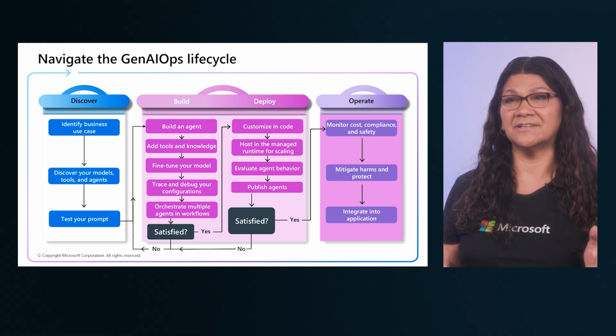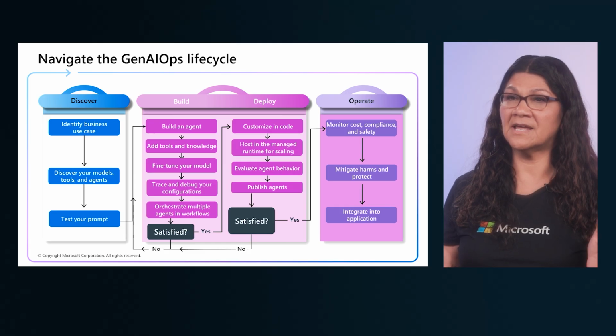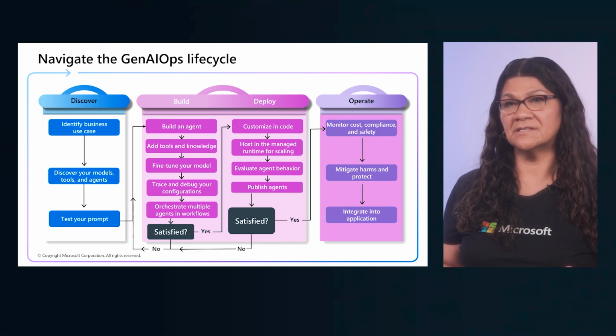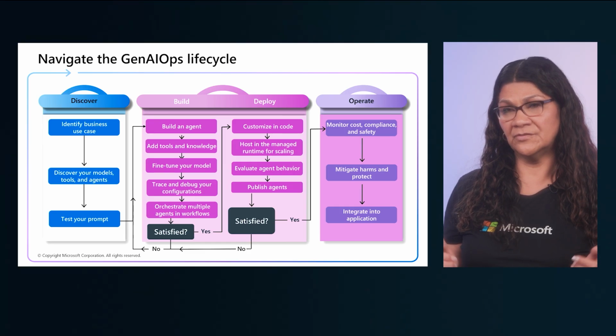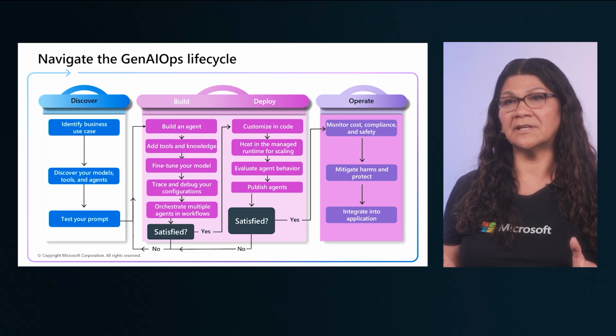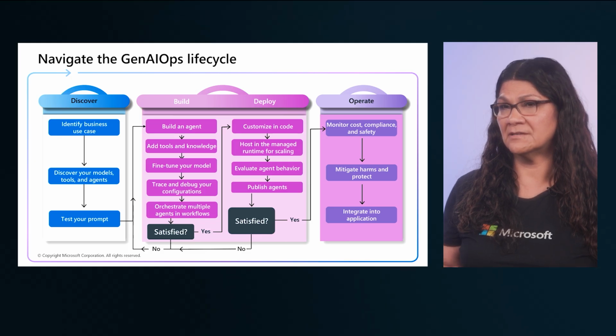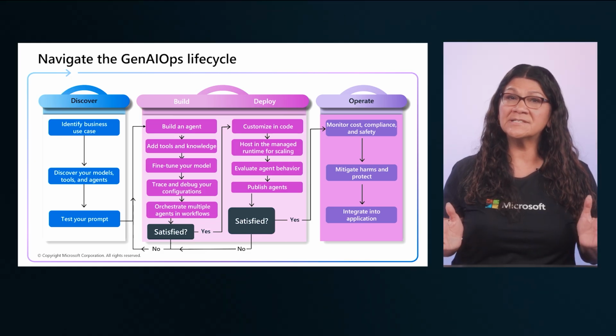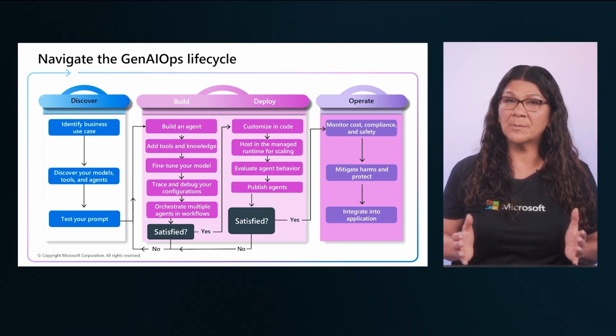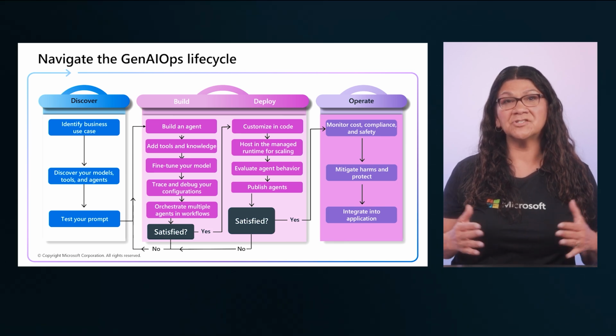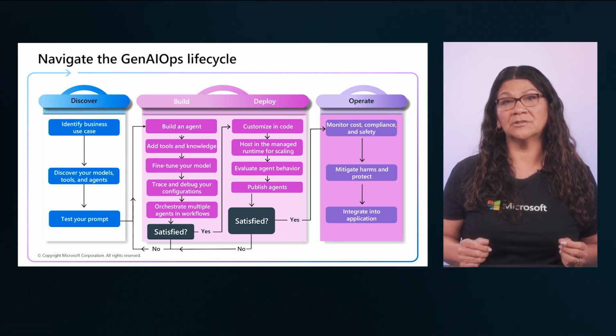In the discover stage, you define the business problem, identify the right models and data, and test initial prompt ideas. In the build stage, you develop the agent, connect tools and knowledge sources, refine prompts and configurations, and iteratively evaluate results until the system works as expected. Once ready, the deploy stage packages and publishes the agent for managed scaling and real-world usage.